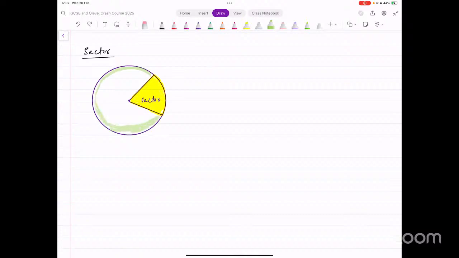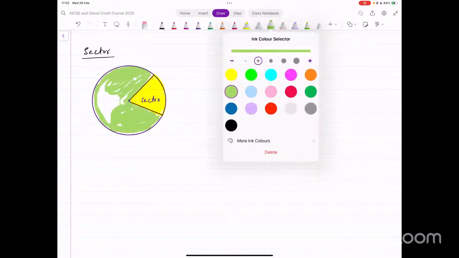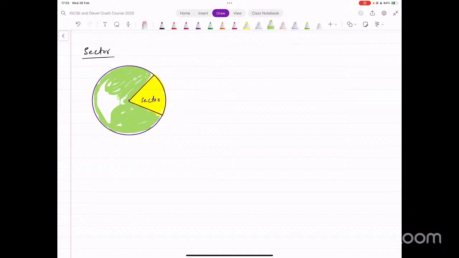And there's a terminology that we use here. The bigger sector, we call that the major sector. And the smaller sector, we call that the minor sector. So this is the major sector that we have here, the green one. This is also a sector. So a sector can have both of these shapes. We have a major sector and a minor sector.